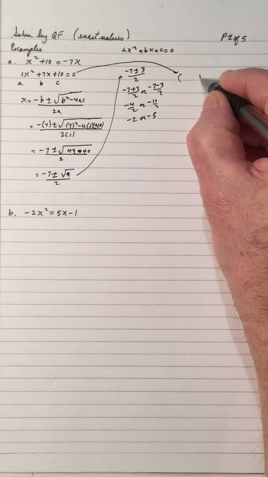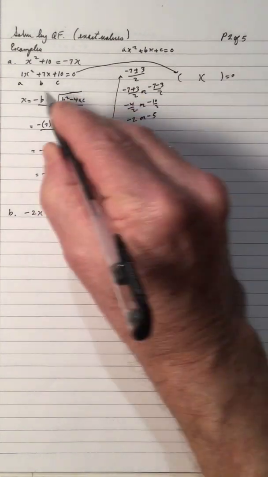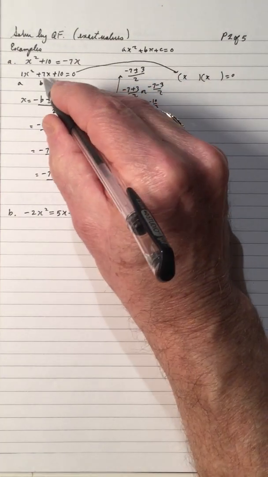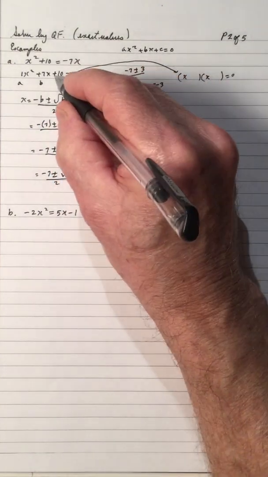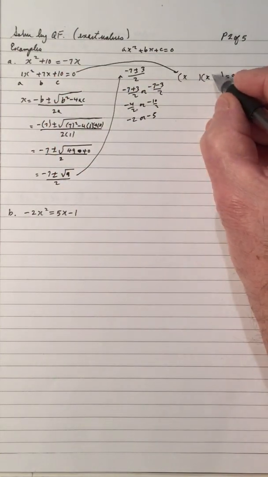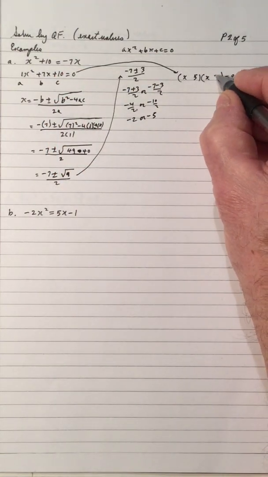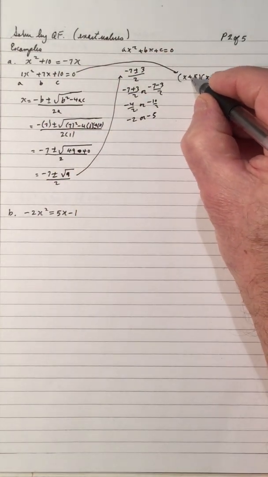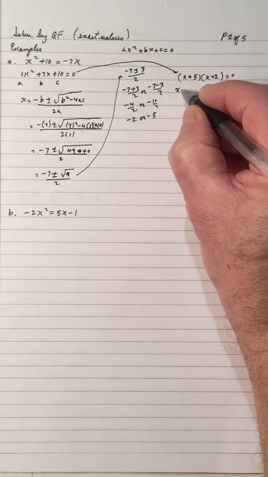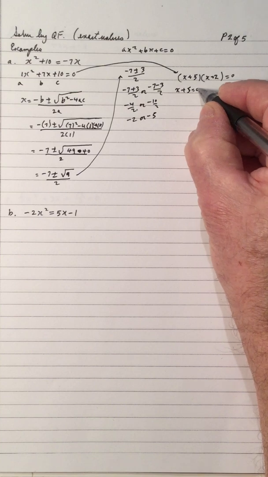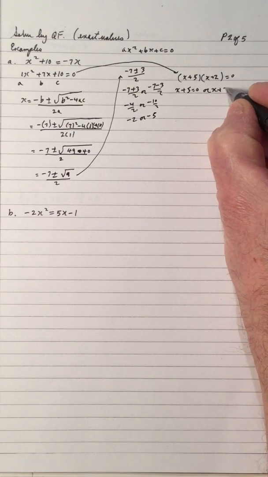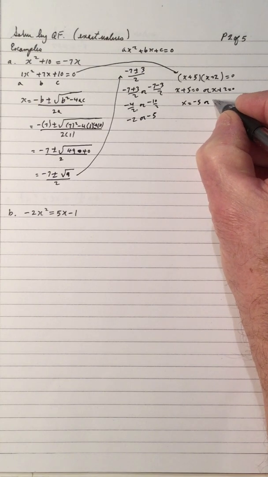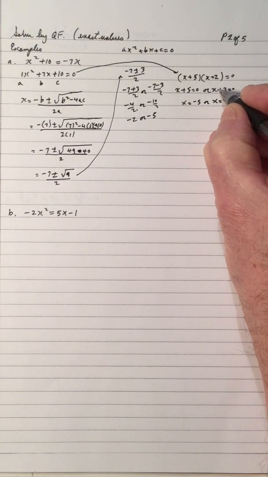So notice x squared is x and x. The factors of 10 to give you a 7. That's the product is 10. The sum is 7. That's a 5 and a 2. And because the product is positive and the sum is positive, I have two pluses. So that means x plus 5 equals 0, or x plus 2 equals 0. So x is negative 5 or x equals negative 2.